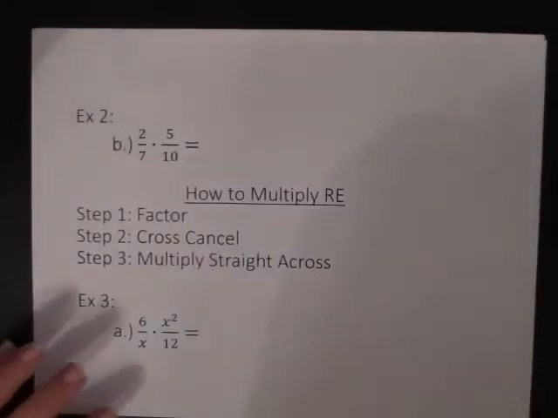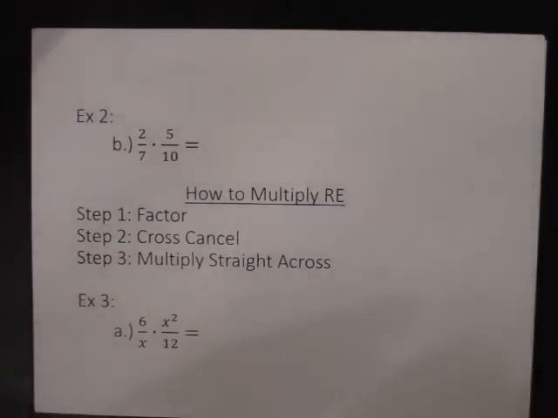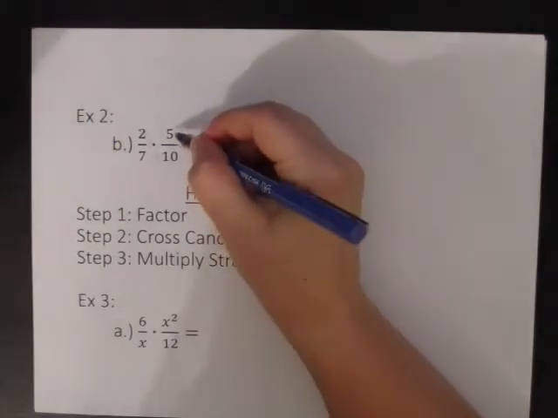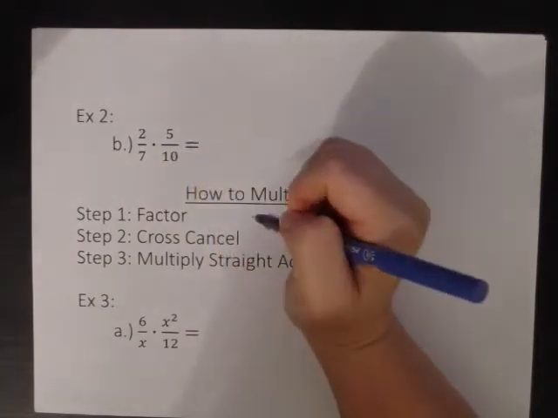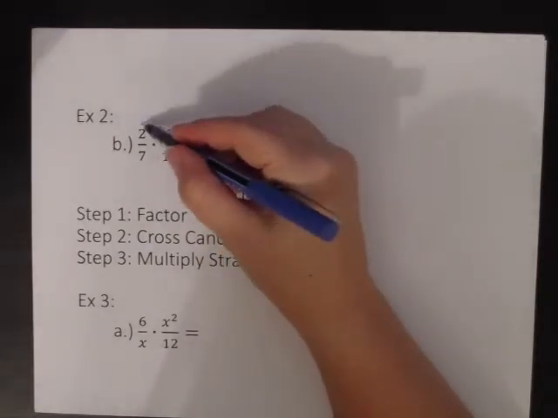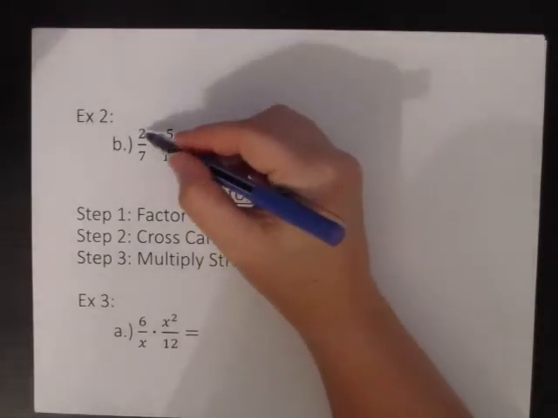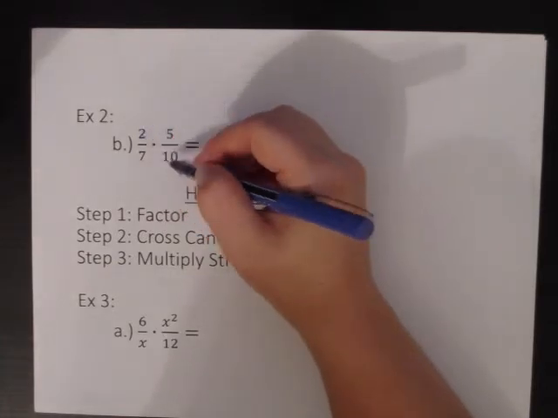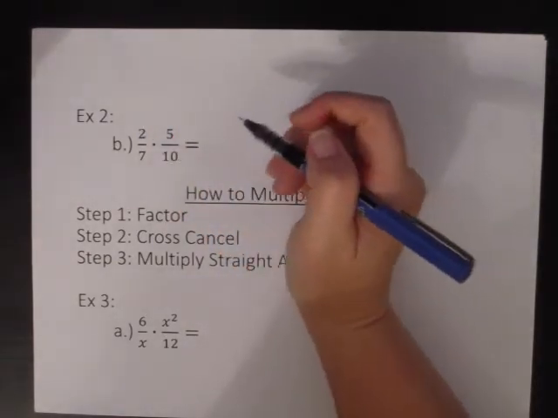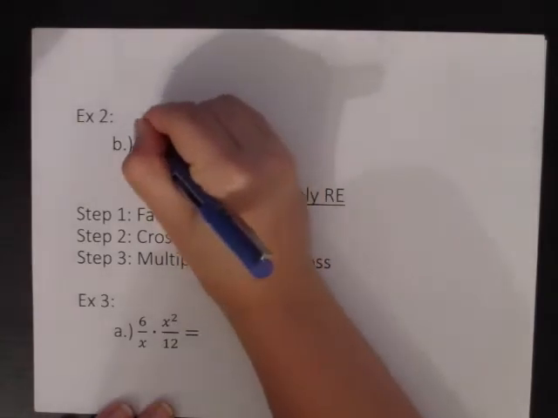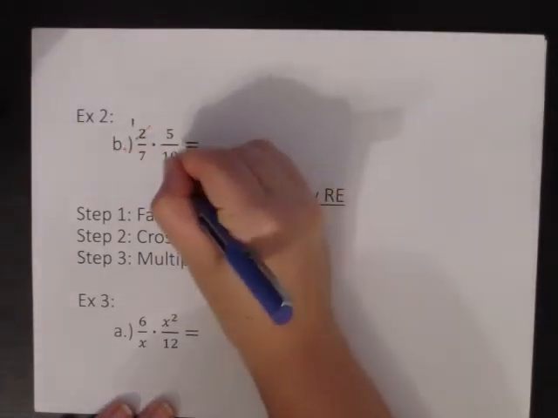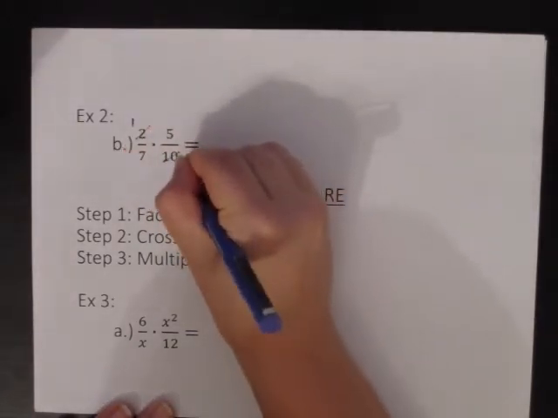Alright, so now what we're going to do is try a fresh problem. We've got 2 over 7 times 5 over 10. The first thing I want to do is cross cancel, so I'm going to work from top to bottom. What number can go into 2 and 10? The answer is 2. So 2 divided by 2 leaves me with 1, and 10 divided by 2 leaves me with 5.